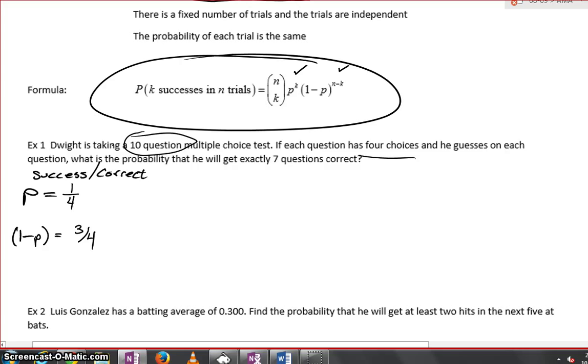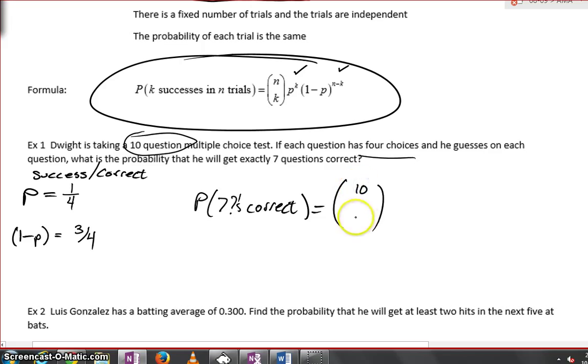Now, there are different ways you can do this. You can make a tree. You could write out all the different possibilities that you could find this to work out. But guys, that's not the powerful way to do it, especially with 10 trials. Here's what we need to say. The probability of 7 questions correct, well, let's see if we can work that out. It's going to be a combination. What do we have up on top, guys?